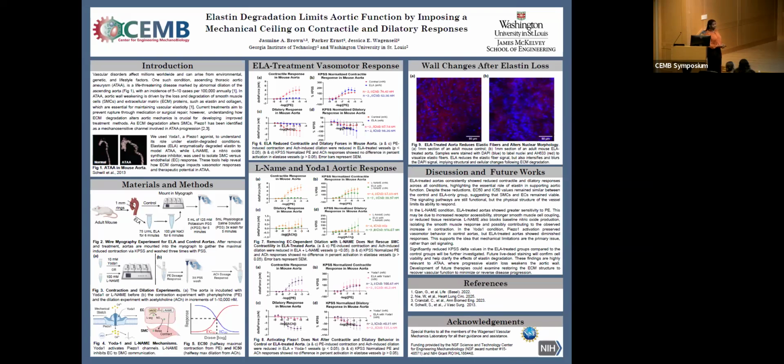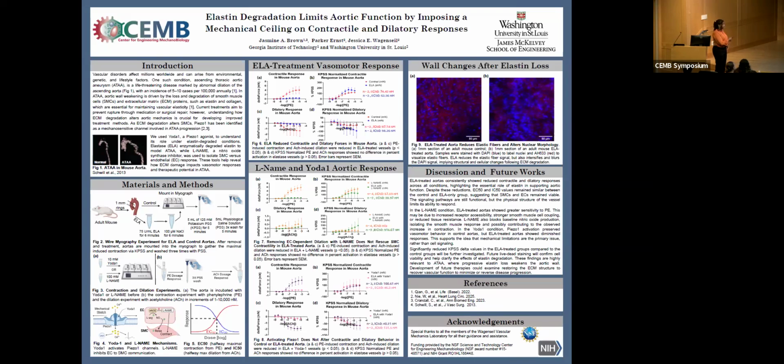So going into some of our materials and methods, we first start with an adult mouse, usually about 2 to 3 months old, and we use both male and female. Then we remove the aorta and cut out 1 millimeter sections of the ascending aorta. For our control groups, those get directly mounted into our wire myograph, which is used to directly tell us the forces for contractile and dilatory responses.